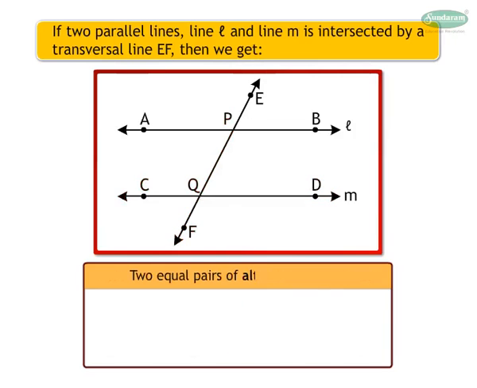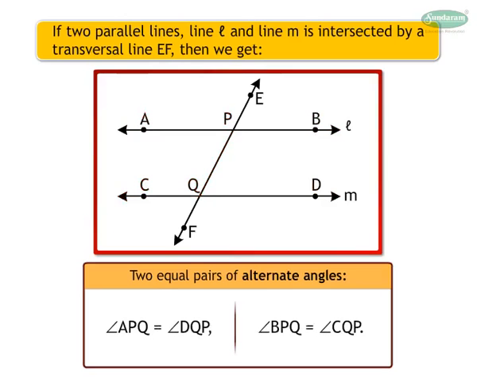2 equal pairs of alternate angles. Angle APQ is equal to angle DQP. Angle BPQ is equal to angle CQP.